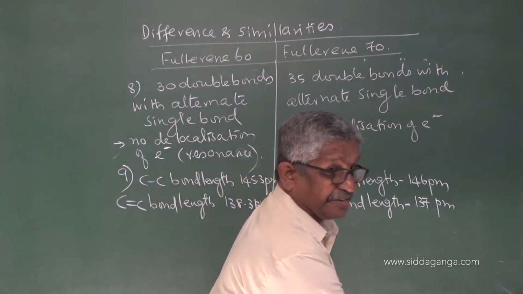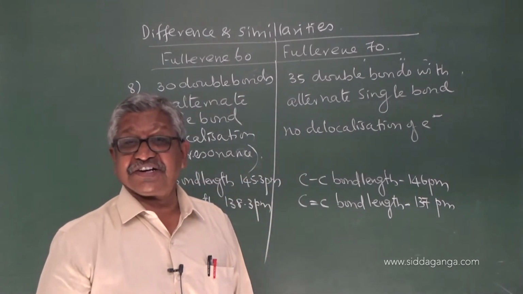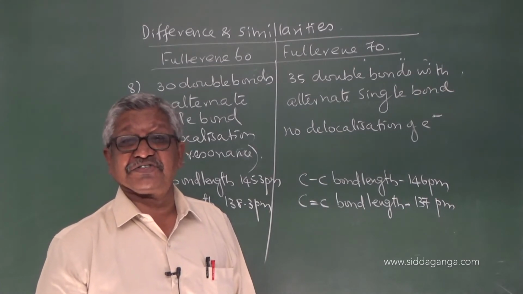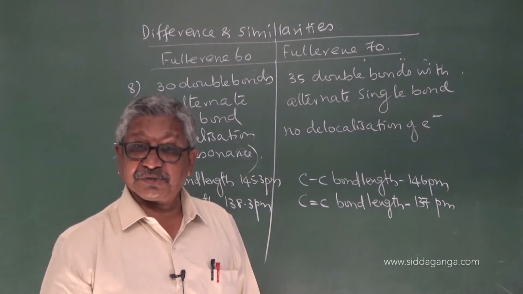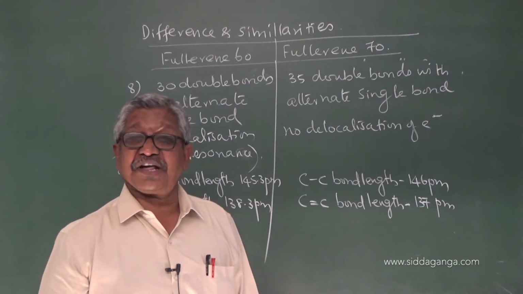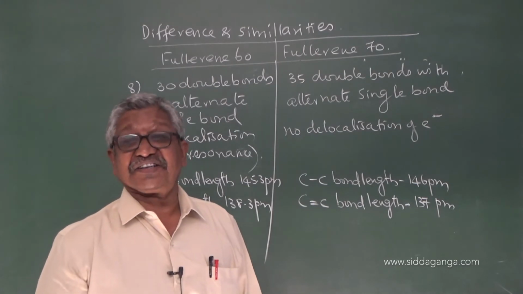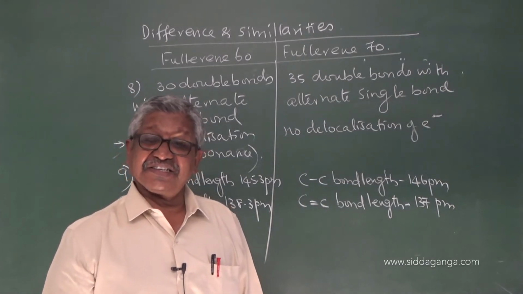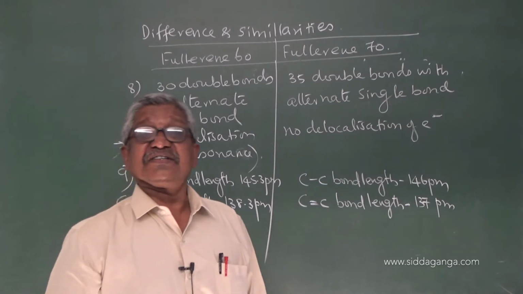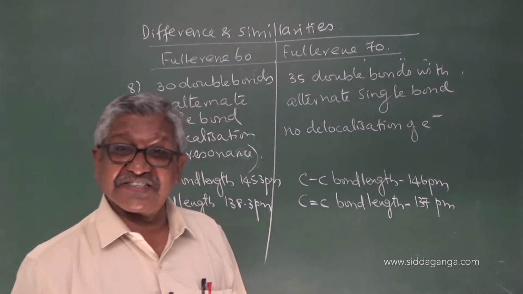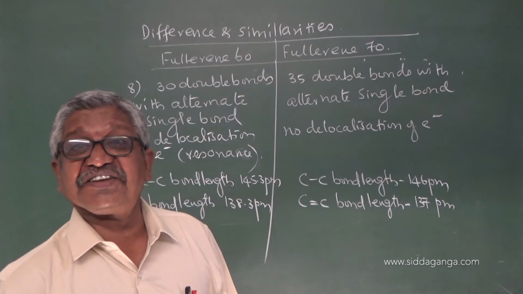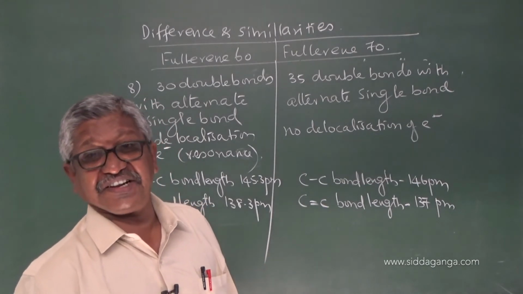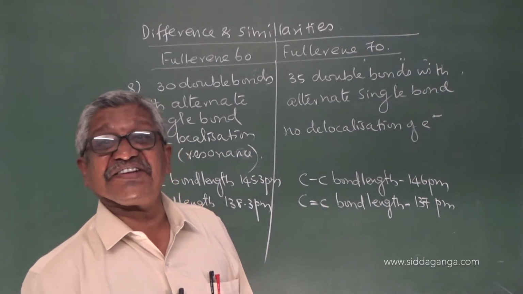It is a crystalline solid obtained from graphite. Graphite on evaporation gives soot, dissolved in toluene. Toluene passed through column chromatography gives two types of crystalline structure: C60 and C70. C60 is called fullerene 60 because it has 60 vertices. C70 is called fullerene 70 because it has 70 vertices.